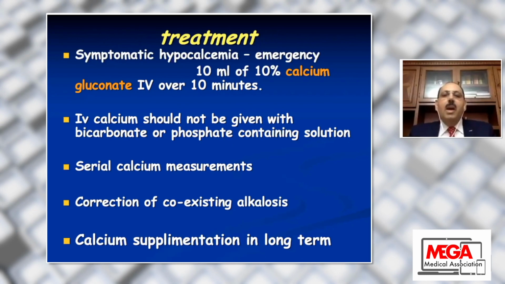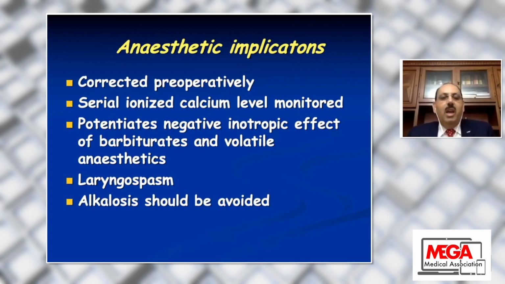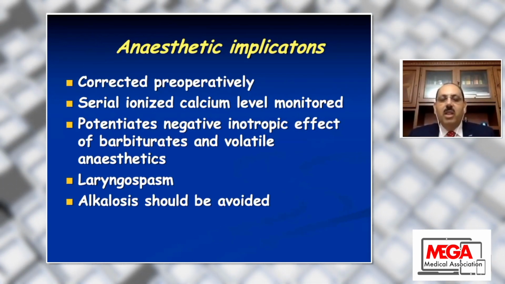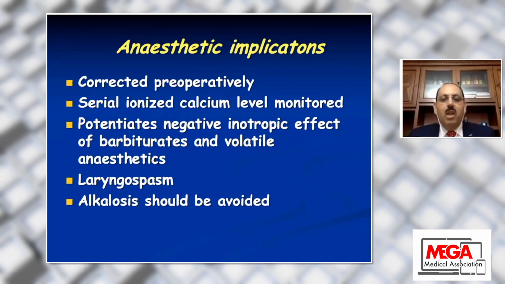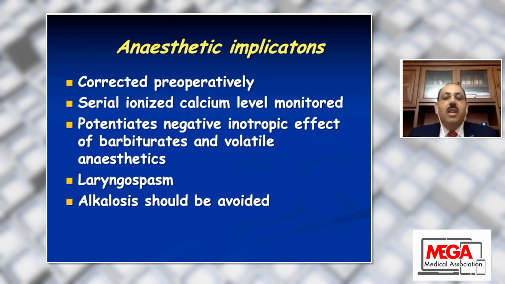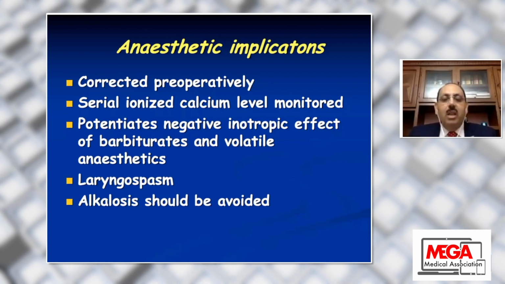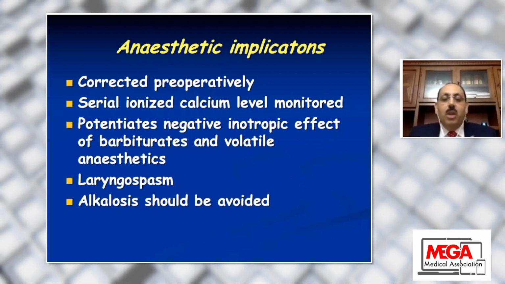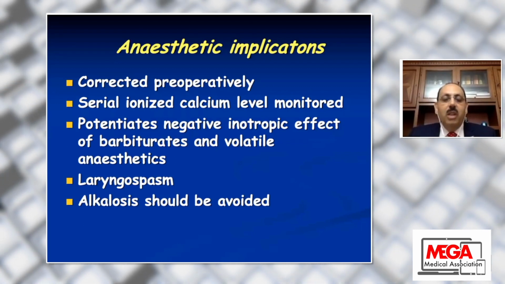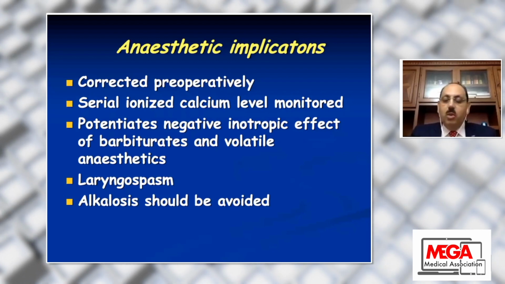The anesthetic implications in cases of hypocalcemia: it should be corrected, as we said, preoperatively by intravenous route, and serial ionized calcium level monitored. Also expect the potentiation of the negative inotropic effect of intravenous anesthetic and volatile agents. Also laryngospasm may be expected during recovery, and alkalosis should be avoided by avoiding hyperventilation.